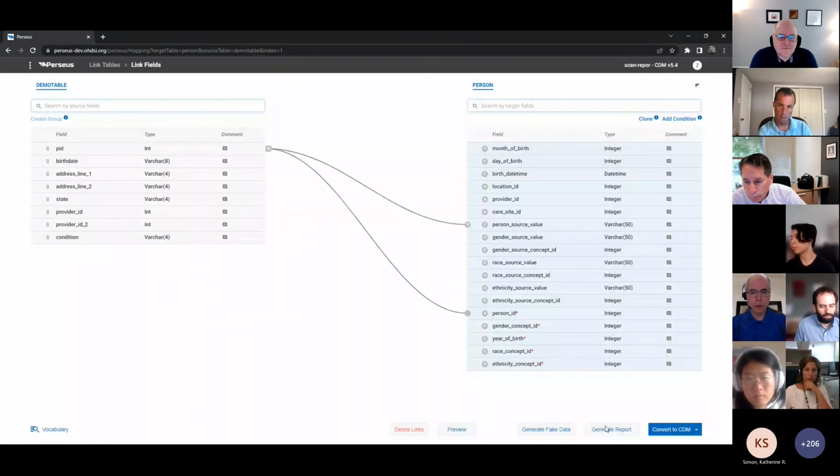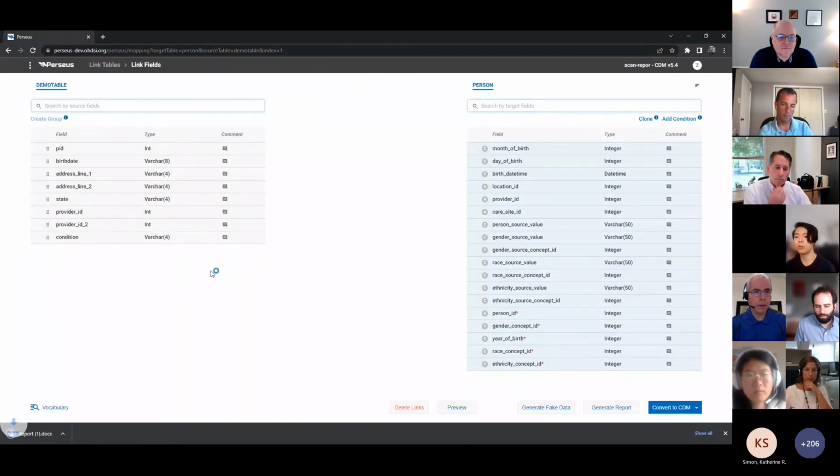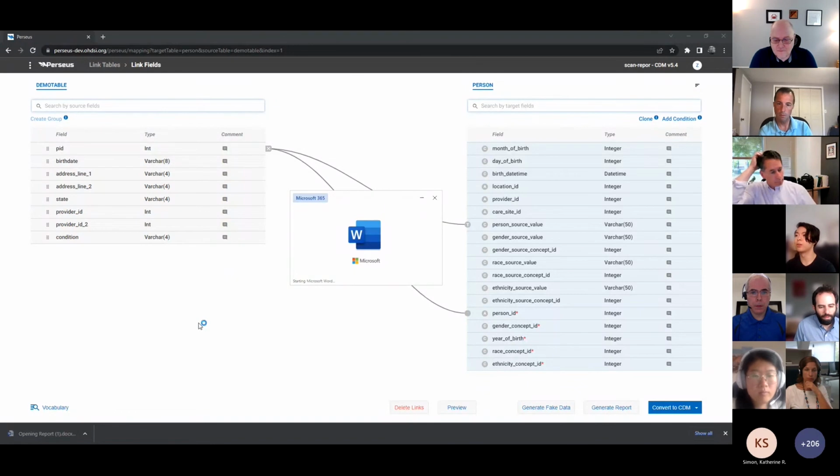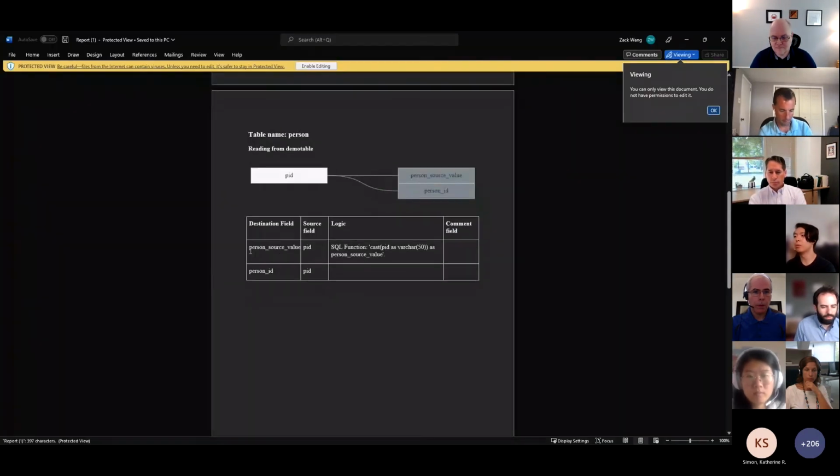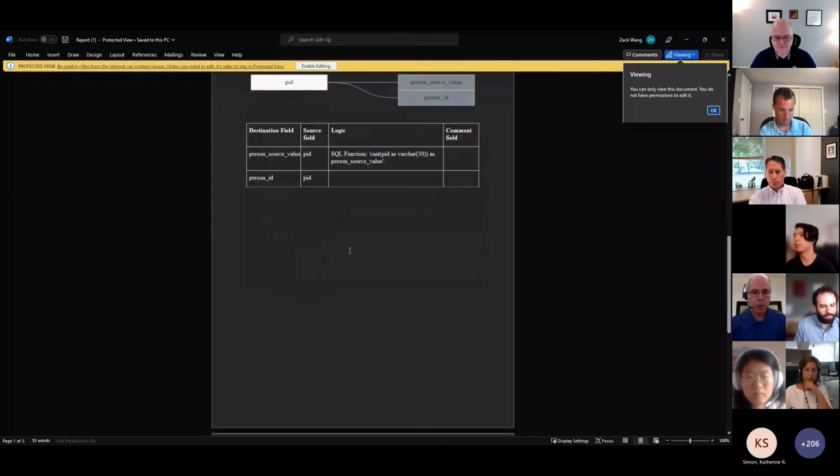Secondarily, you could generate a report. So this report is a White Rabbit report. It's a nice formatted Word document you can open up, and it's more so for documentation and sharing, but it tells you how each column is mapped, if any function is used, and that sort of thing.